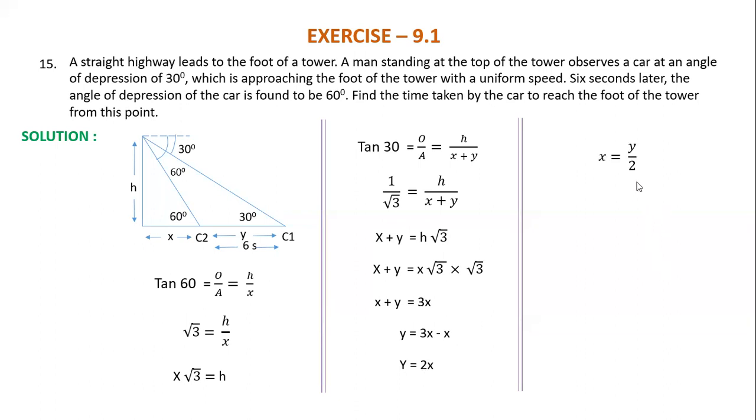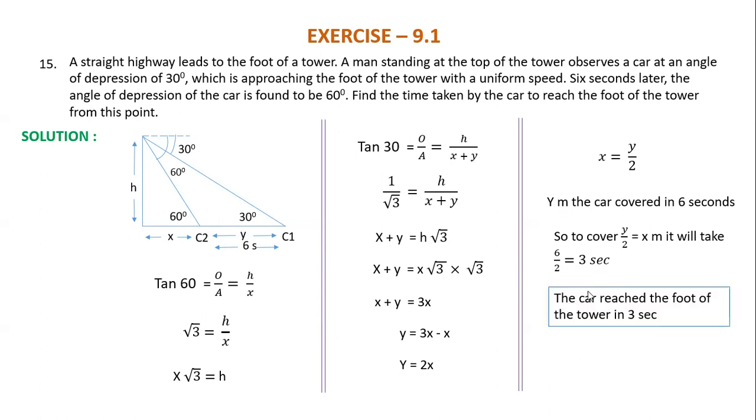So x is equal to y upon 2. Y meters the car covered in 6 seconds. So to cover y by 2 meters, it must take 6 by 2, that is 3 seconds. Because this much distance is covered in 6 seconds, and this is half of the distance y, the time taken should be half. That is 6 upon 2, that is 3 seconds. The car reached the foot of the tower in 3 seconds.